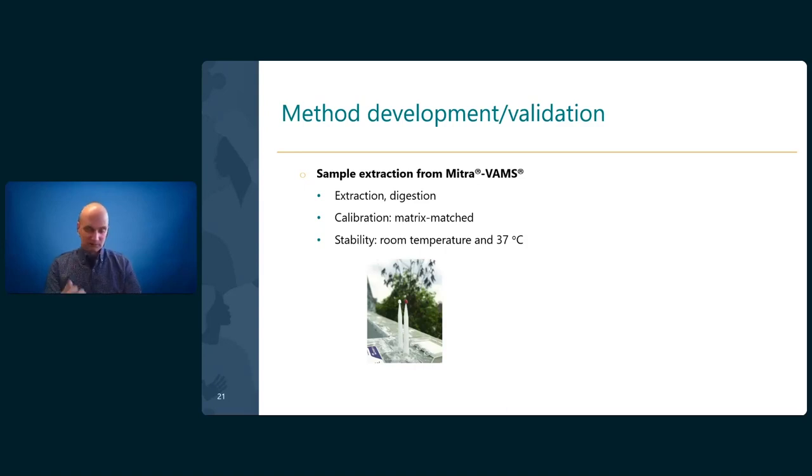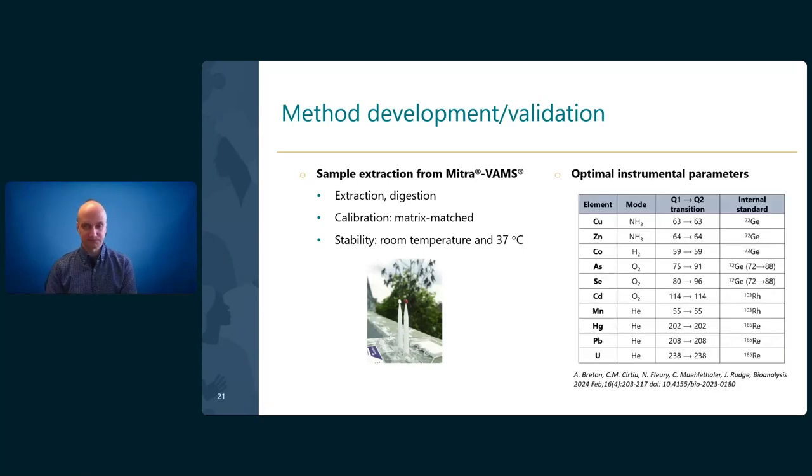Why testing at 37 degrees? Well, here in Canada, it's probably not the case, but in other countries, hot countries like in Africa, for example, when you need to run a project in the field and you cannot store those devices at room temperature or around 20, or even lower, 4 degrees, you have to consider the stability at the higher temperature. So for that reason, we tested in parallel with room temperature, 37 degrees.